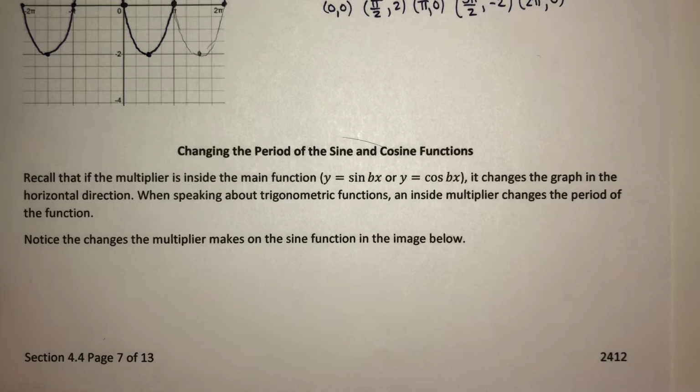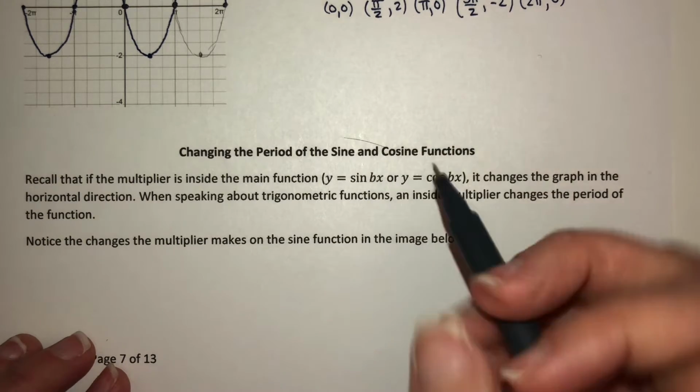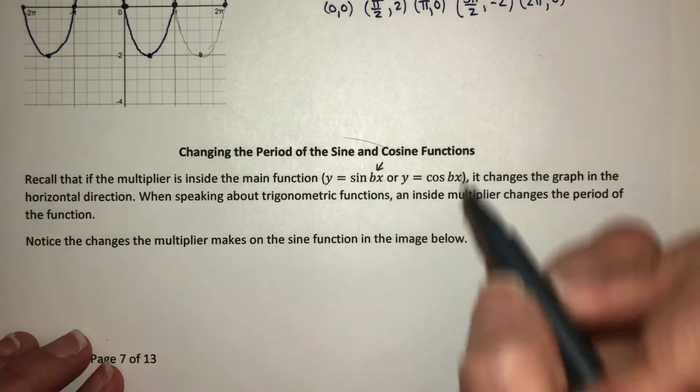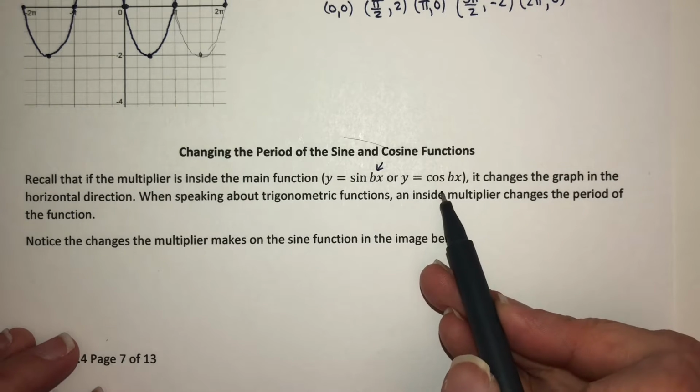This is part 4 of section 4.4. We've talked about having a multiplier in front of our trig functions. Now we're going to talk about where we have a multiplier inside the function, inside of the argument of the sine function or the cosine function.